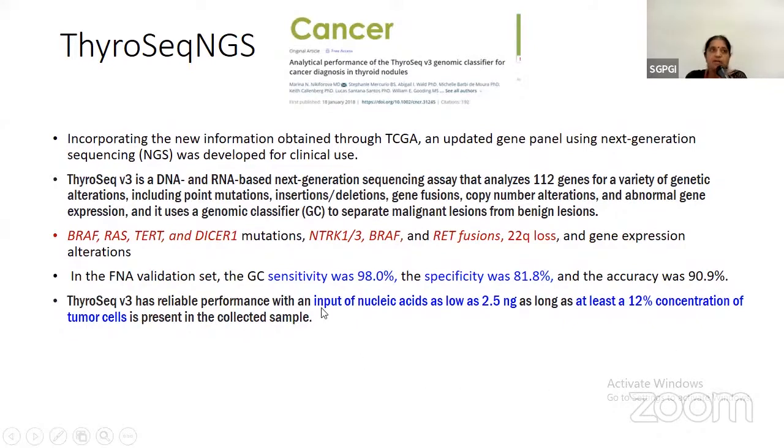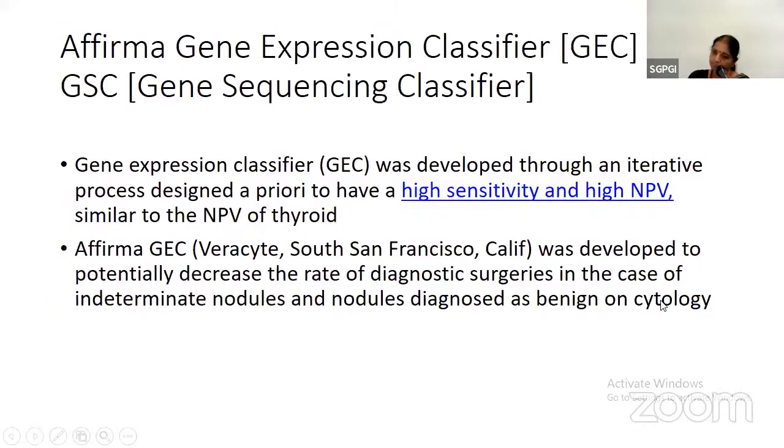And what is very impressive about ThyroSeq version 3, the latest version, is that it can work with input nucleic acids as low as 2.5 nanograms, but it needs at least a 12% concentration of tumor cells.